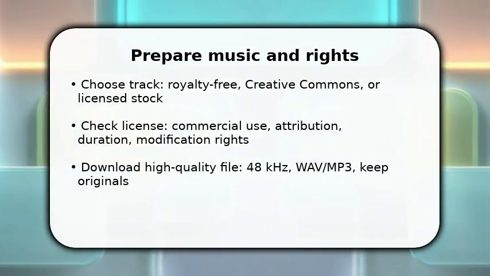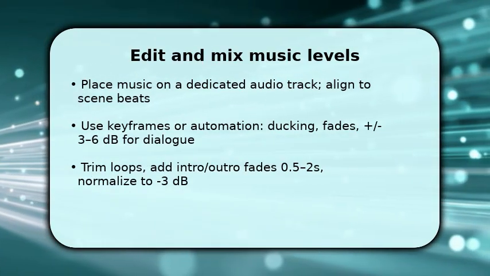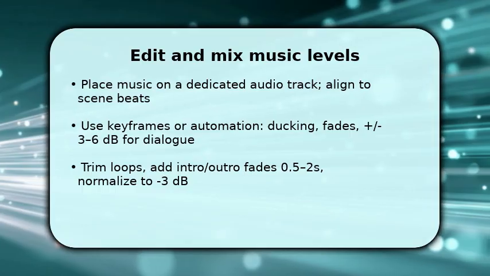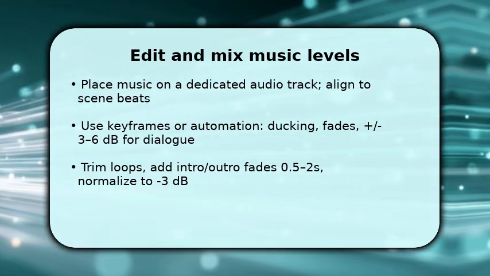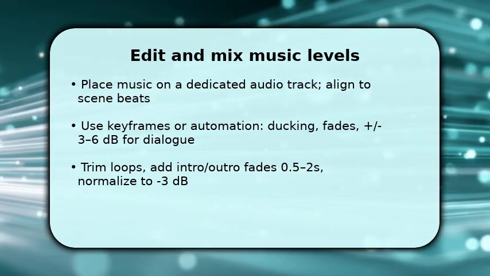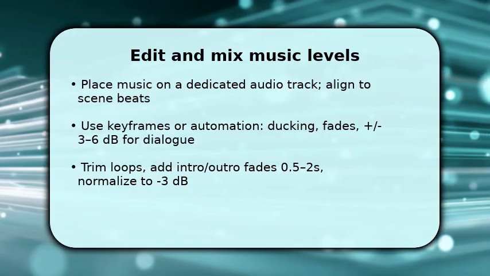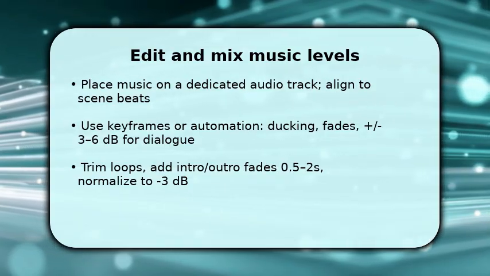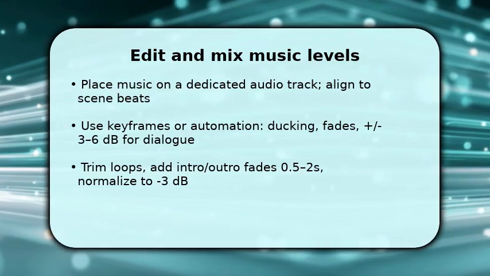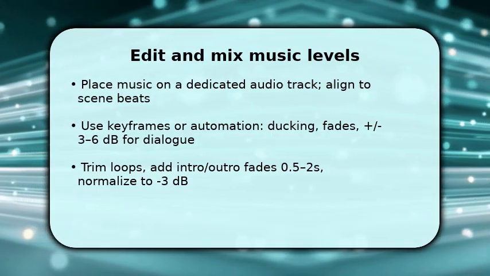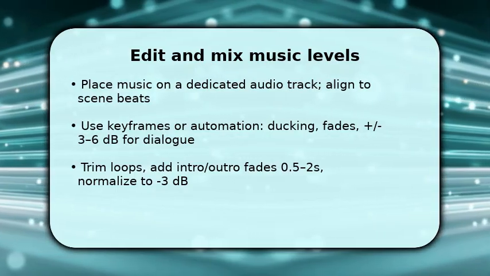and tone immediately. Now you edit and mix. Lay the music on its own track and align key moments to scene changes so the emotion supports your visuals. Once done, automate level changes or use sidechain/ducking so dialogue remains clear. Typically reduce music by 3 to 6 decibels during speech. Make creative edits like loops or short stingers and add short fades of half a second to 2 seconds to avoid clicks. Finally, normalize to a safe peak level before export.